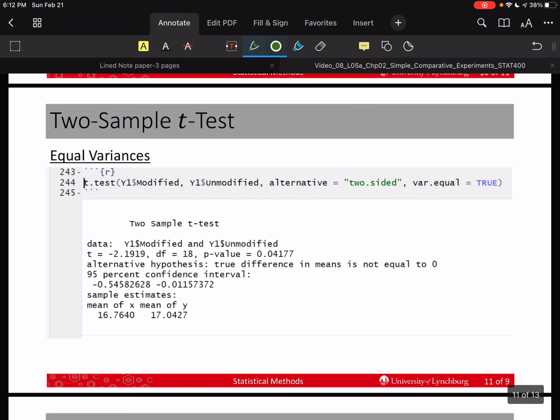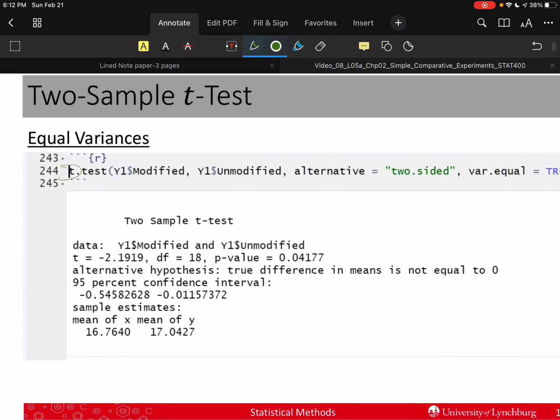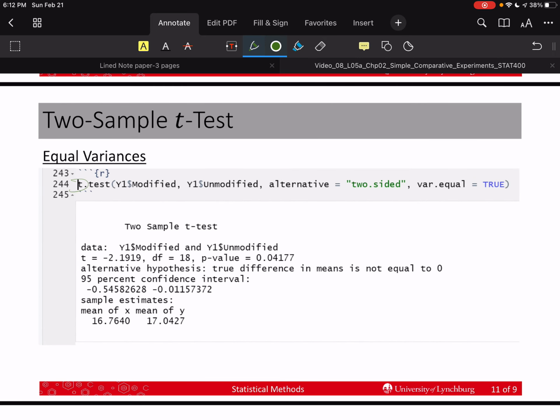So if we have equal variances, and I don't know why this showed up here the way it did. I guess I had my cursor there, I'm sorry. This is the code to run the two-sample t-test. Here is the first sample. Here is the second sample.